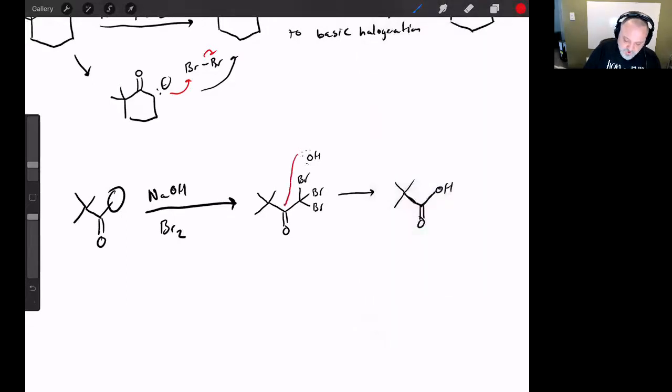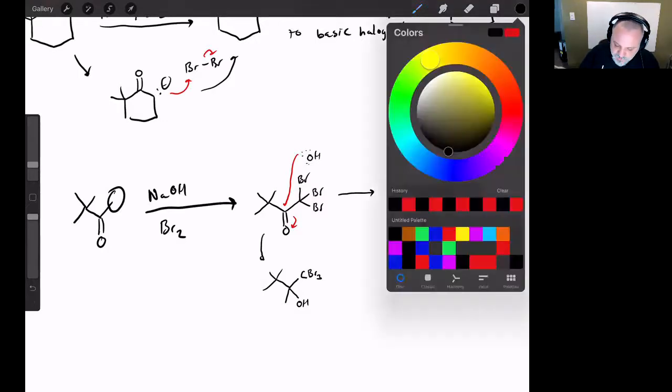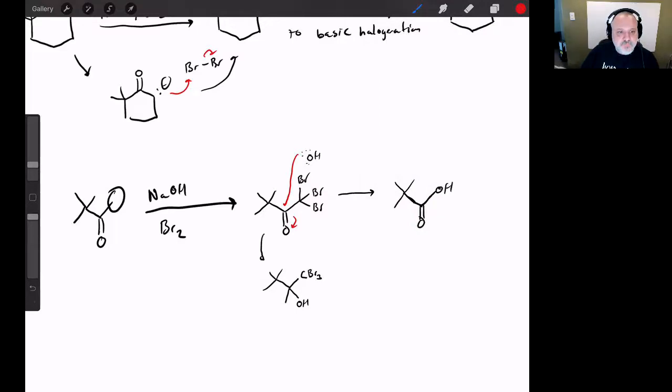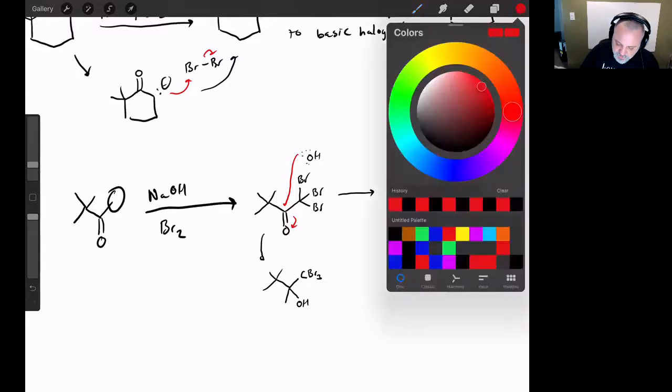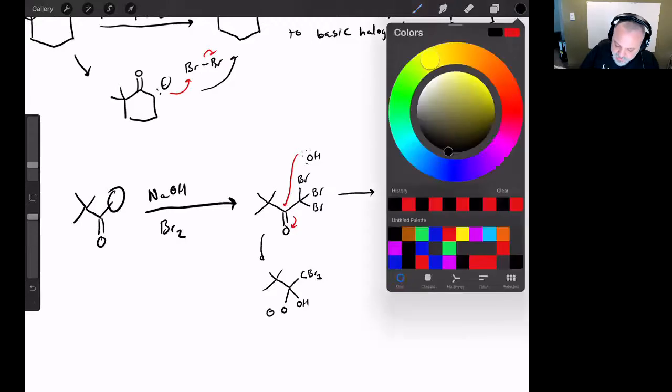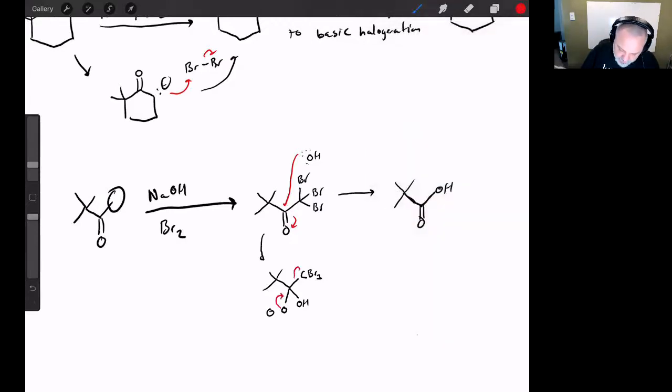In order to do that, hydroxide attacks the carbonyl carbon, forming a tetrahedral intermediate. And even though we don't typically expel carbons, because of the electronegative nature of the bromines, the negative charge on the expelled carbon is stabilized. And so it actually does end up being a pretty good leaving group.